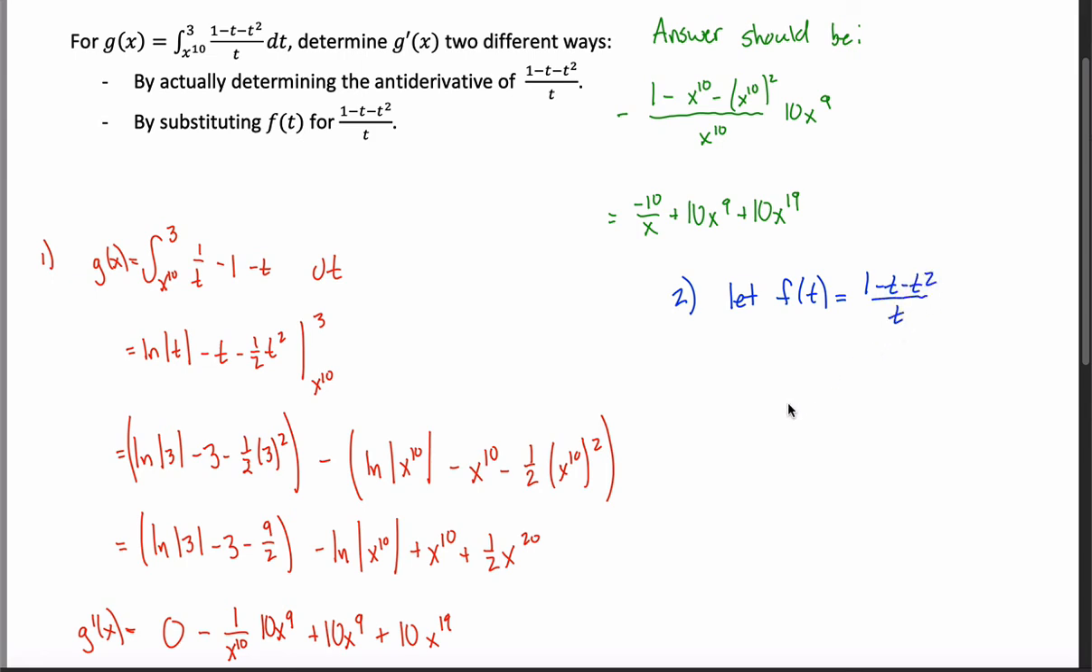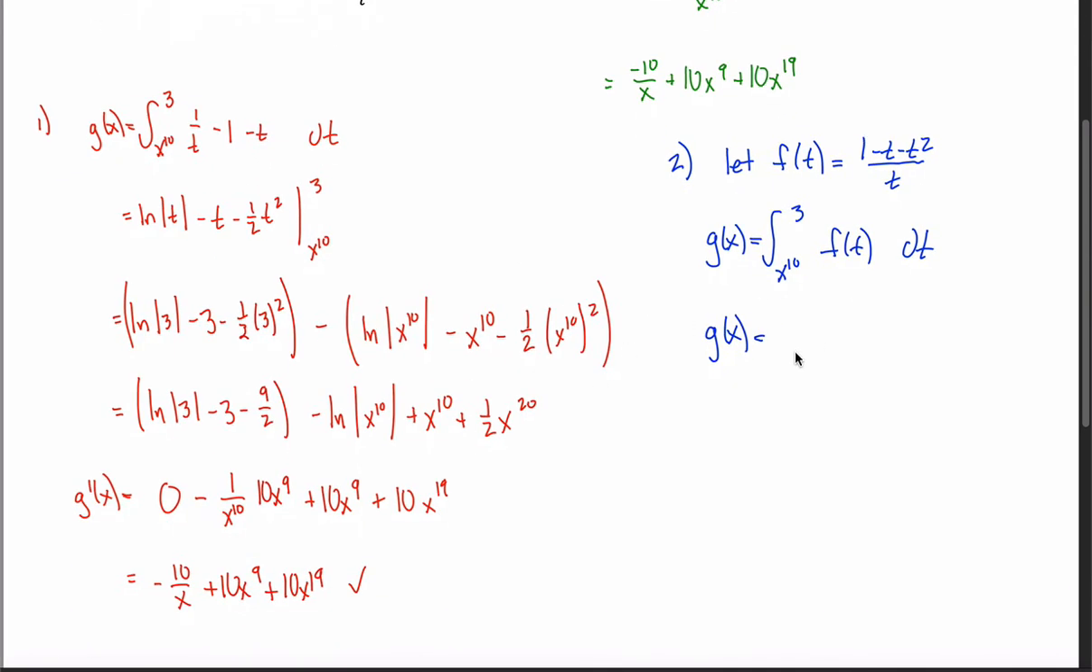And if I do this little substitution, then g of x is just the integral from x to the 10th up to 3 of this function f of t. And the advantage of running it this way is now it's a little bit easier to apply the evaluation theorem, because the antiderivative of f of t, I don't have to worry about what it actually is. I'm just going to use a capital F to represent it. So I would say capital F of t evaluated from x to the 10th power up to 3.